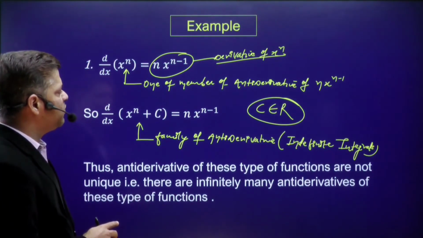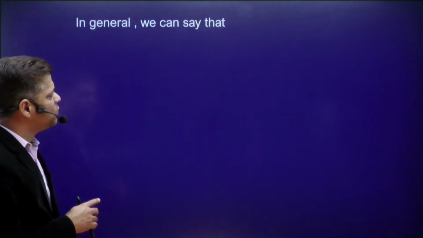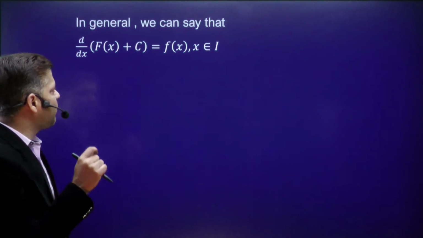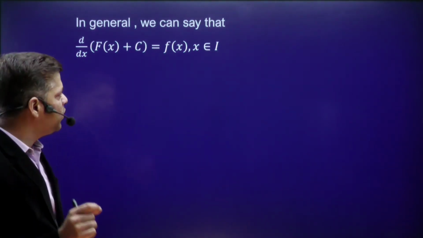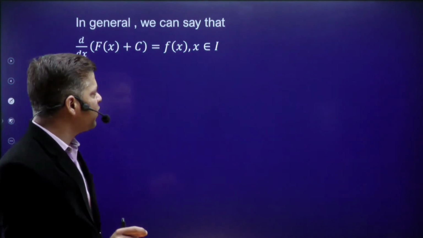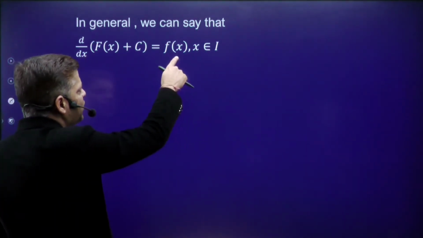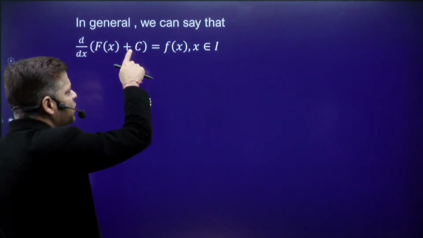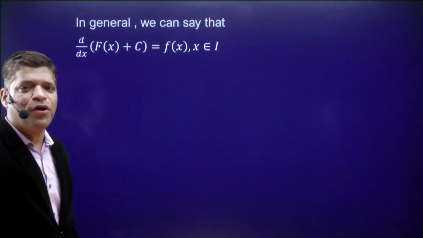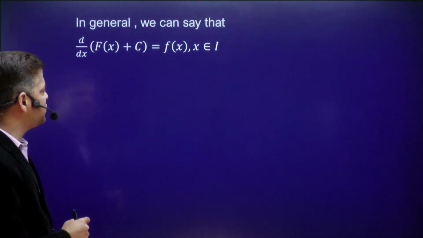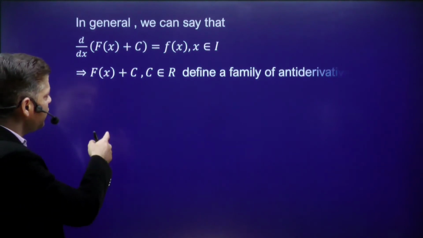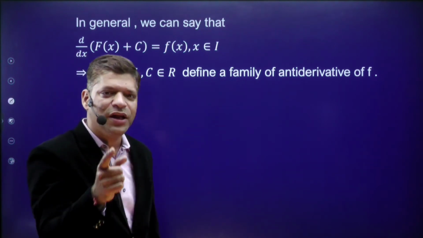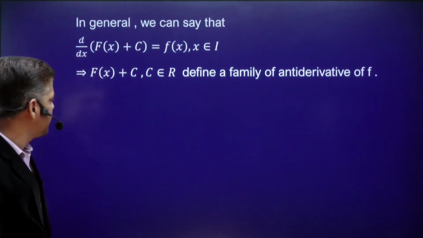Now we take this definition in the general approach. In general we can say that d by dx of capital Fx plus c is equal to small fx. So small fx is the derivative of capital Fx plus c, and capital Fx plus c is the family of antiderivatives of small fx. So this is the general definition. Here capital Fx plus c defines a family of antiderivatives of small f, right?